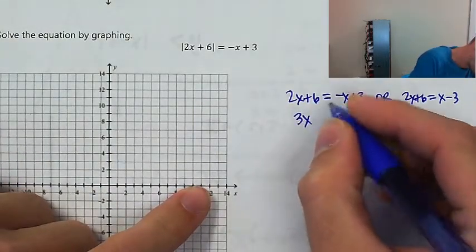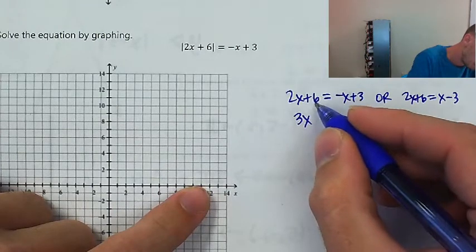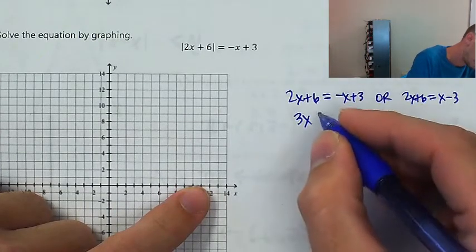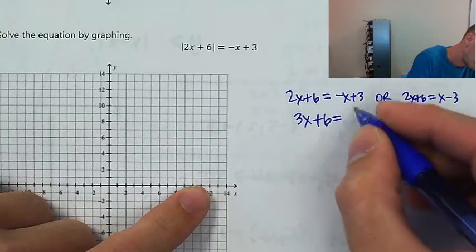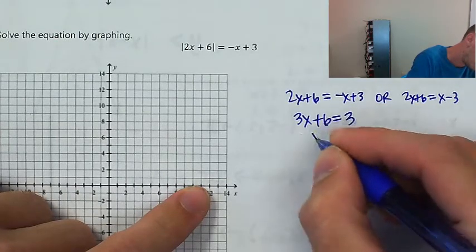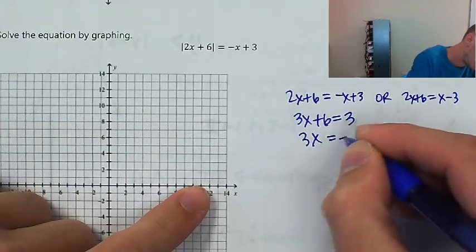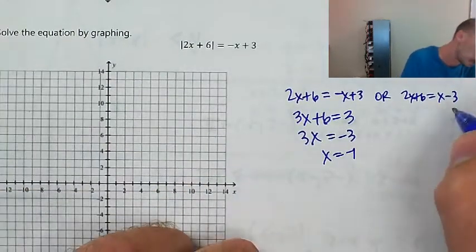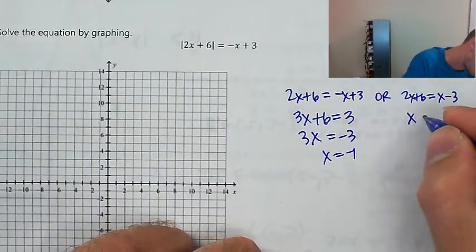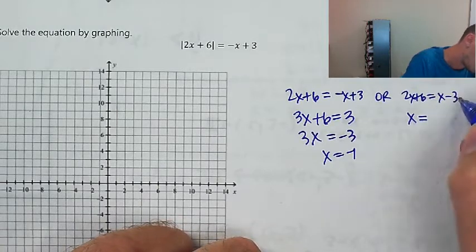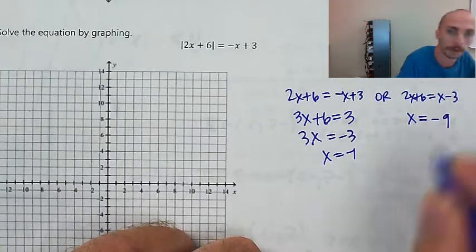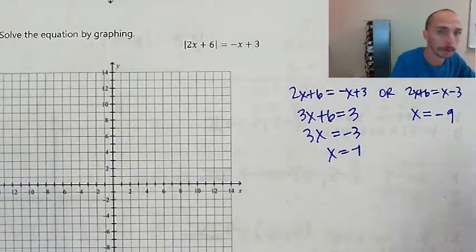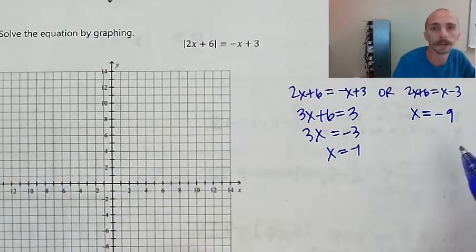I'll have 3x, and then I'm going to subtract 6. Maybe I'll just do that in one step. 3x plus 6 equals 3. 3x equals 3 minus 6, which is negative 3. x equals negative 1. Or maybe I can go over here and subtract an x and subtract a 6. I did 2 steps in one. I try not to do that on these videos, but I've got x equaling negative 9.